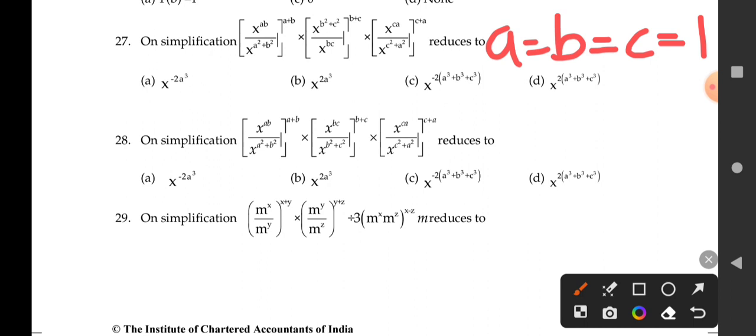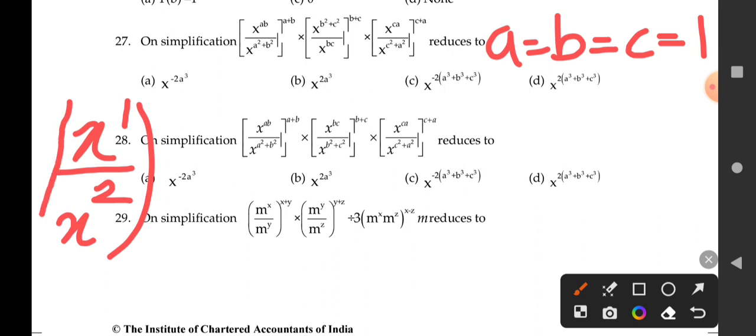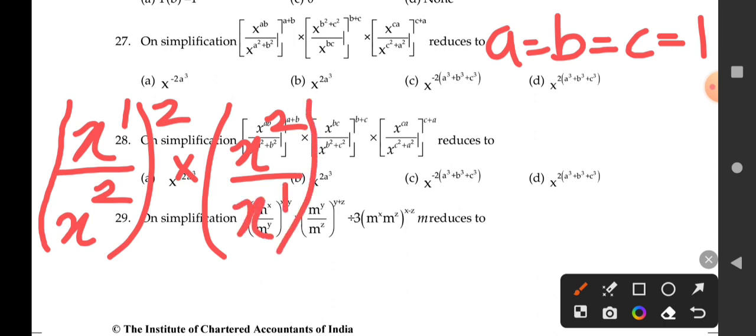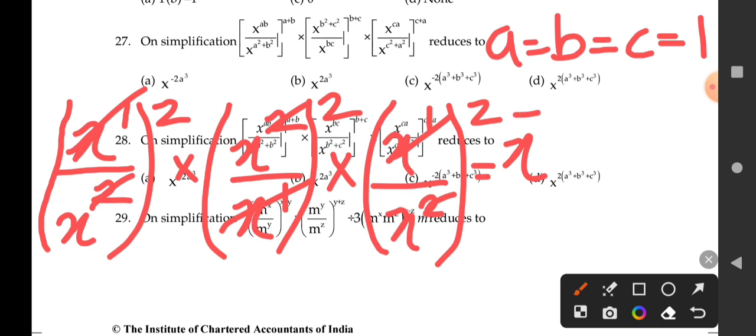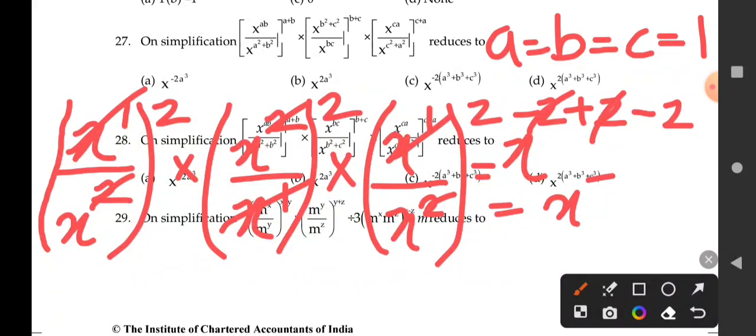So what do we have? We have x power 1 divided by x power 2, whole power 1 plus 1, 2, into x power 2 divided by x power 1, whole power 2, into x power 1 divided by x power 2, whole power 2. Okay, so what do we have? The x and 1x get cancelled from each of the terms. We have x power minus 2 plus 2 and minus 2. So minus 2 plus 2 gets cancelled. We have x power minus 2.